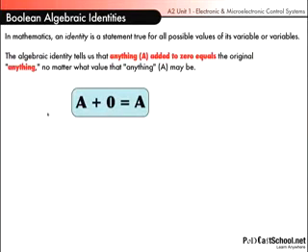Let's replace A with a 5. 5 plus 0 equals 5. It's a rule, in fact, and it's always true no matter what. We've known this for a very long time. So that's an identity, an example of an identity.